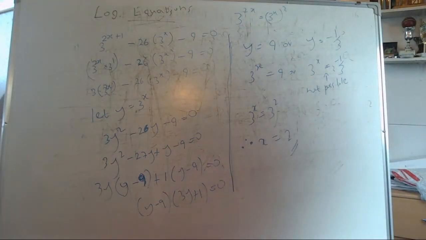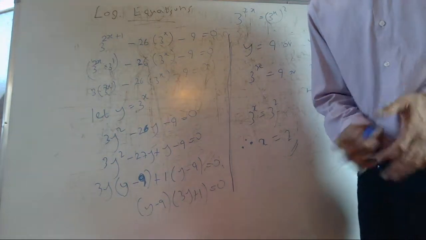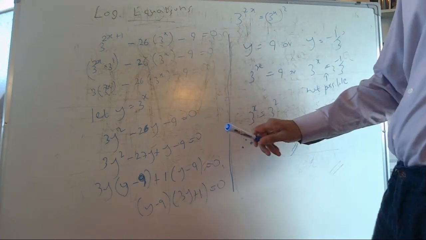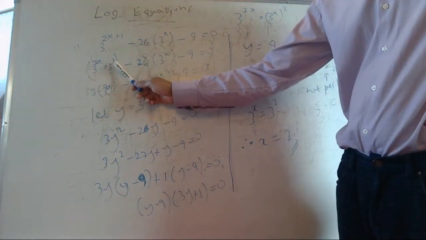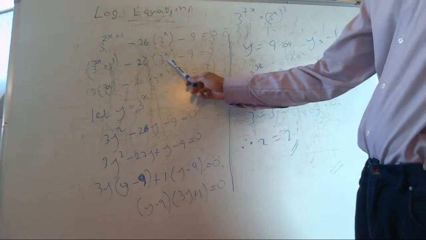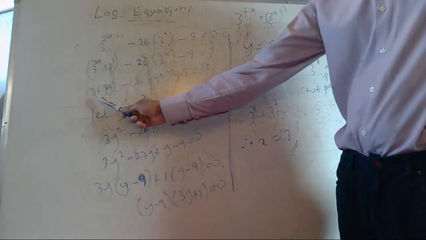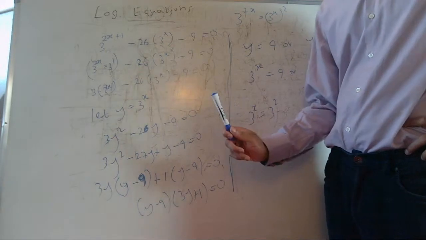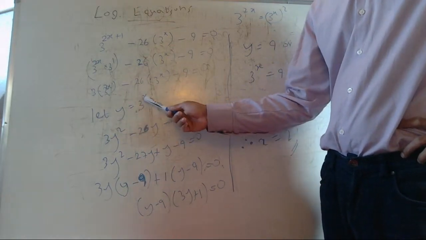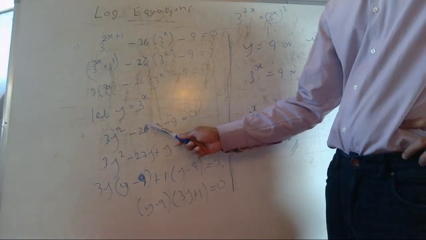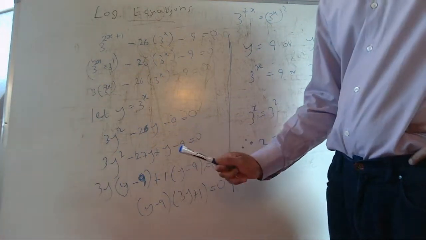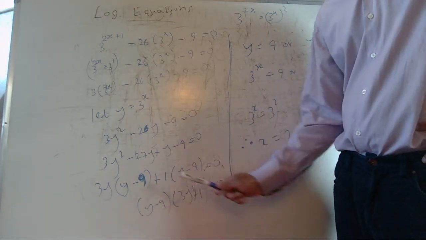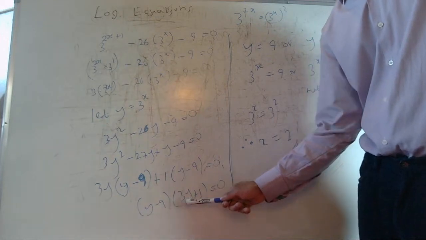So let's just go through this again just to clear up things. So we have 3 to the 2x plus 1 minus 26, 3 to the x, minus 9 equal to 0. So that means 3 to the 2x times 3 to the 1 minus 26, 3 to the x, minus 9 equal to 0. So that's the same as 3 times 3 to the x, squared, minus 26, 3 to the x, minus 9 equal to 0. And then you let y equal 3 to the x. So 3y squared minus 26y minus 9 equal to 0. So 3y squared minus 27y plus y minus 9 equal to 0. You factorize it, you get y minus 9, 3y plus 1 equal to 0.